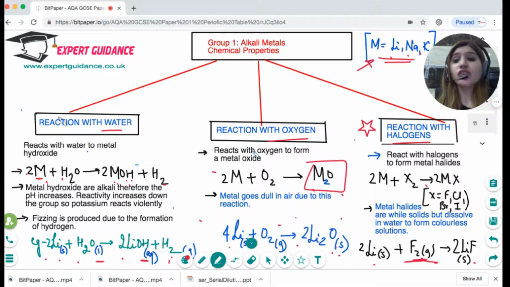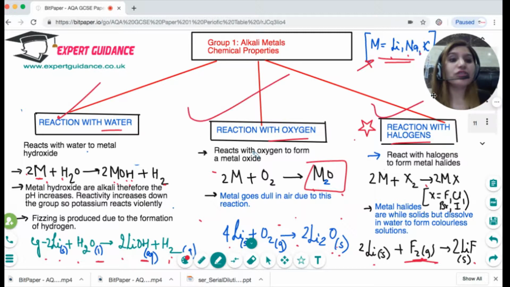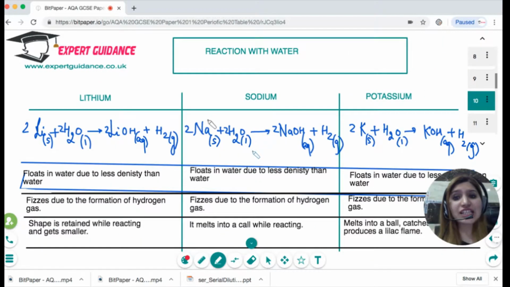Okay, so these three reactions, very, very important. Make sure you remember them. Make sure you know how to write the equations along with the state symbols, and do not forget to balance the equation. Okay, now, as you know, the reactivity with the water will increase down the group.